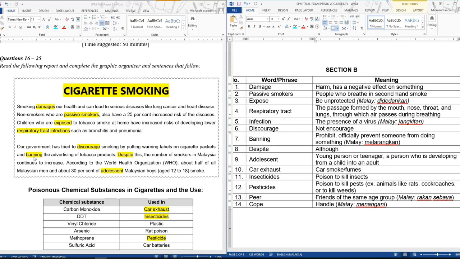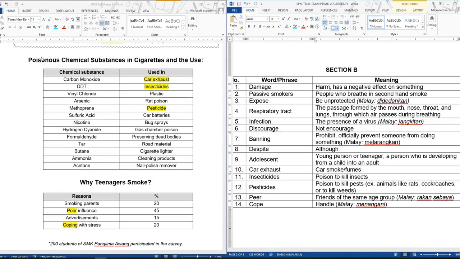The next one is banning. Banning has the same meaning as melarangkan in Malay. So banning, the synonym is you prohibit or you officially prevent someone from doing something. So when you ban something, it's illegal to do it by law. Alright, so the next word is despite. Despite has the same meaning as although, walaupun. And the last word that is in this section is adolescent. Adolescent meaning a young person or a teenager. It's also known as a person who is developing from a child into an adult.